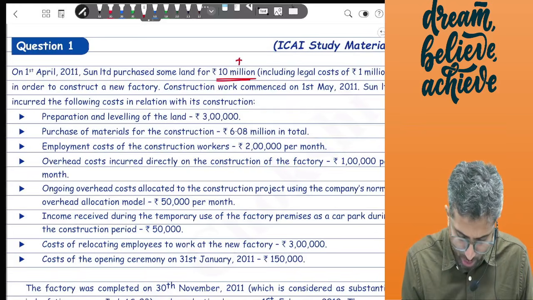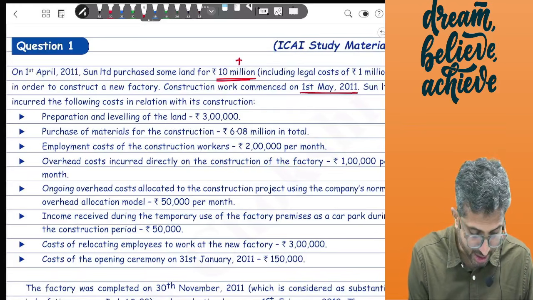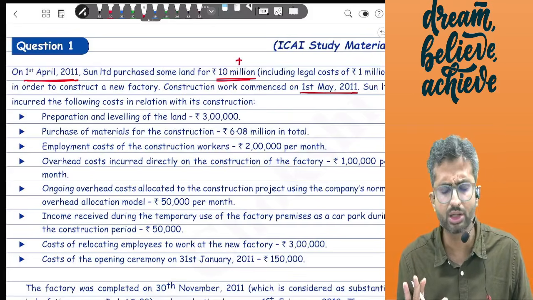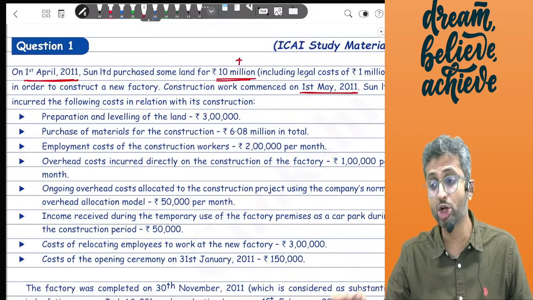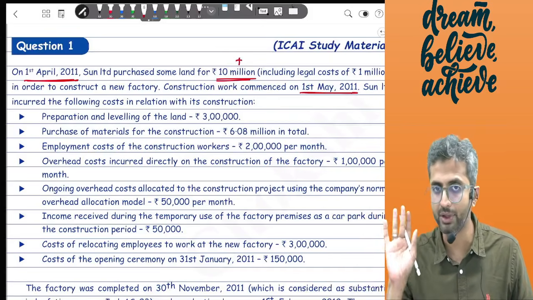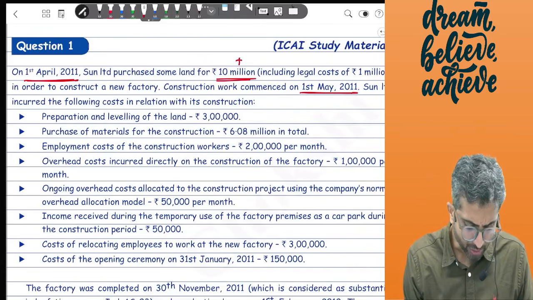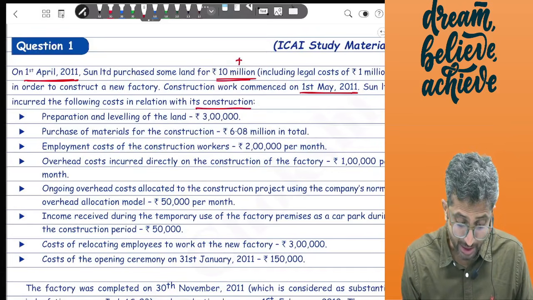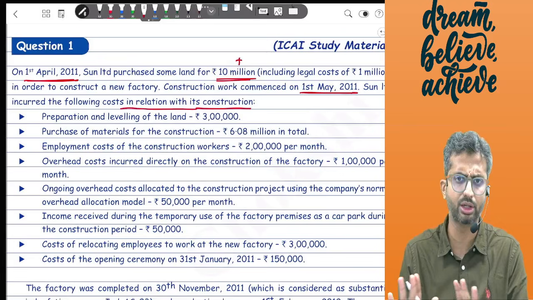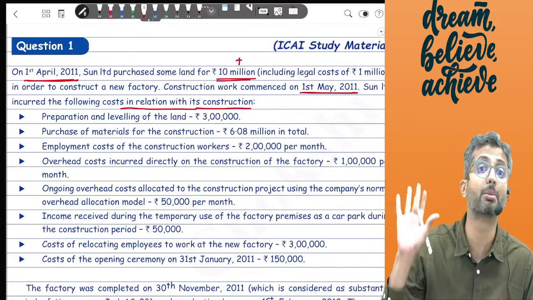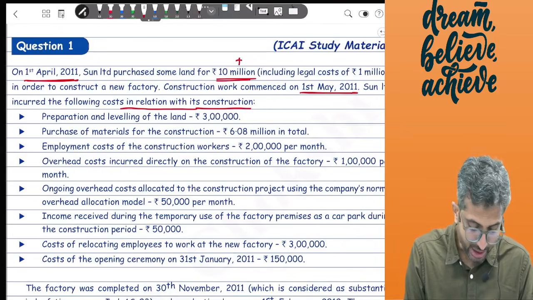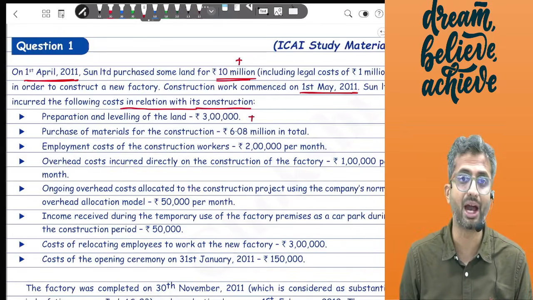Construction work commenced on 1st May. Now you purchased the land on 1st April, but you did not start construction immediately. You started construction on 1st May. So any cost which is linked to construction will be incurred from 1st May. Sun incurred the following costs in relation to the construction. Preparation, leveling of land. So this is very clearly given that these are costs relating to construction, and hence we will say that these are costs attributable to the building element. So over here, preparation on leveling of land, well, this is directly attributable to construction, will be added.